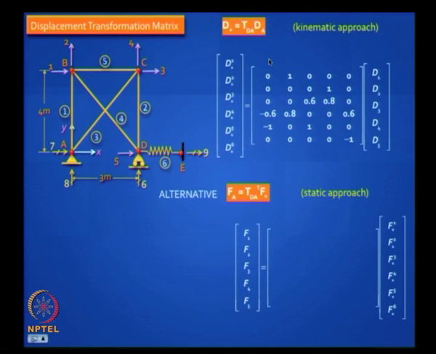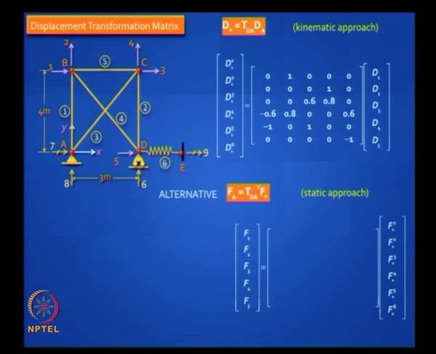You apply, let us say you want to fill up the first column, you put D1 equal to 1. You can actually draw a sketch and figure out what the elongations are, or you can do it mechanically using the formula that we demonstrated in the last session, minus cos theta, minus sin theta, plus cos theta, plus sin theta, for the sign convention we assume.